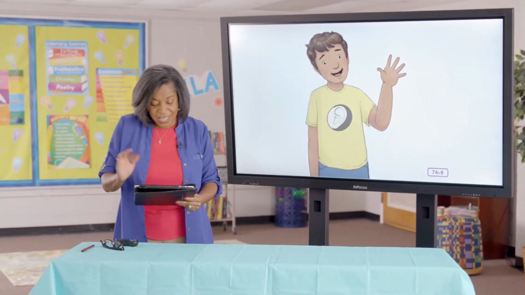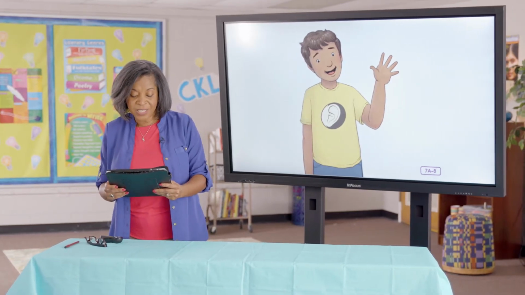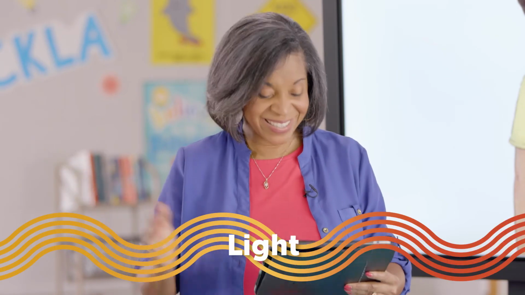Before I go on, let's try a riddle or two. I reflect off objects and enter your eyes. I bend to help you see. Your sight depends on me. What am I? Light. Let's try another one.